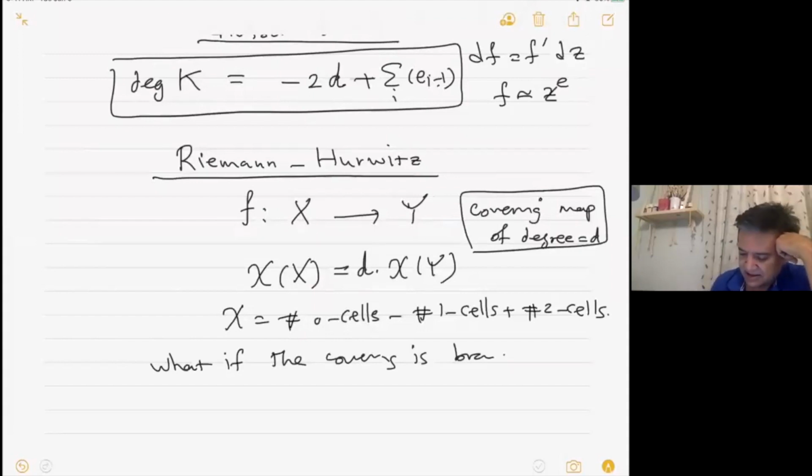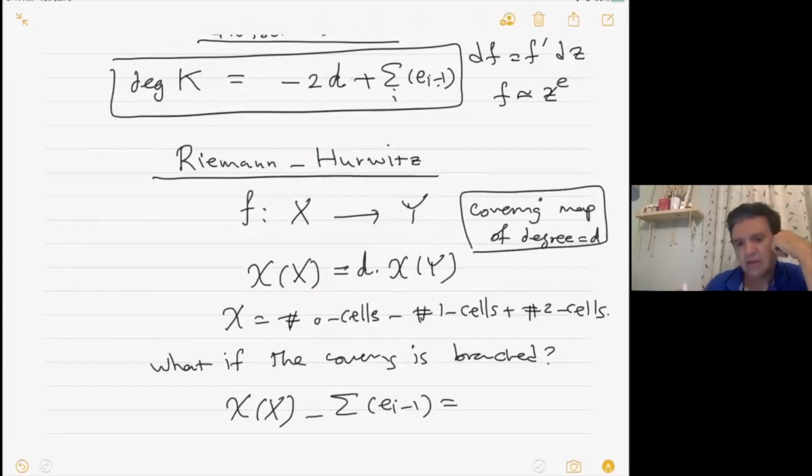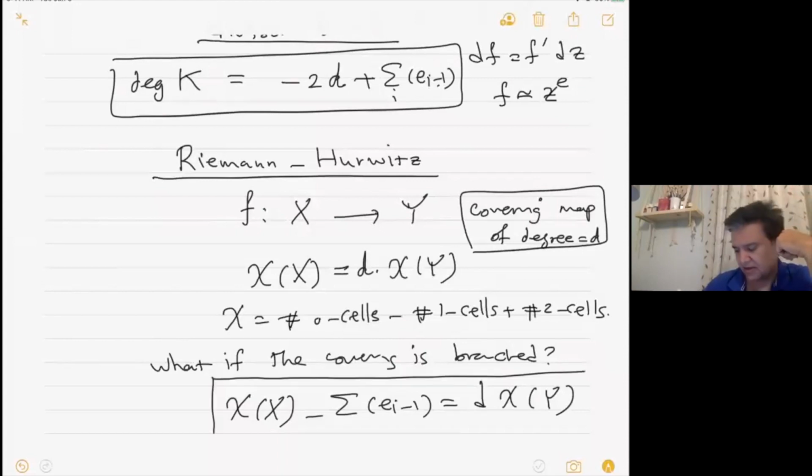So in this case, instead of having D times the number of points, we have this many points removed, because the ramified points have multiplicities, and the Euler characteristic doesn't see these multiplicities. So this is actually a true formula that is the content of Riemann-Hurwitz.